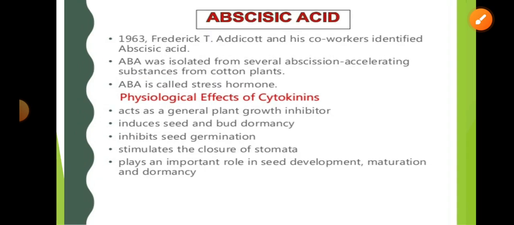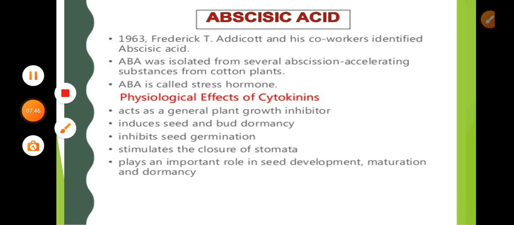The last stress hormone, or the plant growth regulator which comes into the category of growth inhibitor, is abscisic acid. In 1963, Frederick T. Addicott and his co-workers identified abscisic acid. Abscisic acid was isolated from several abscission-accelerating substances from the cotton plant. As I said earlier, it is also called a stress hormone because it is generally synthesized in plants during stress conditions.